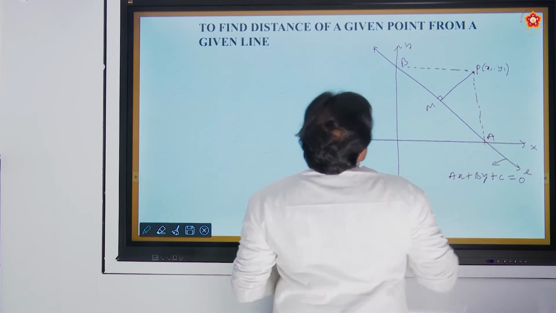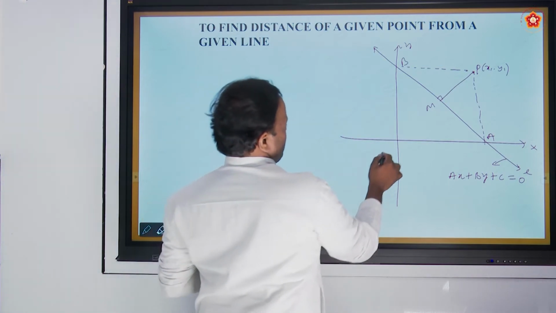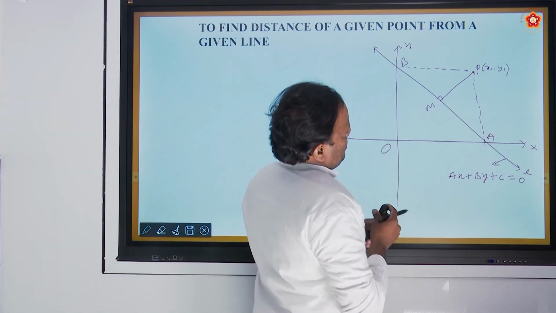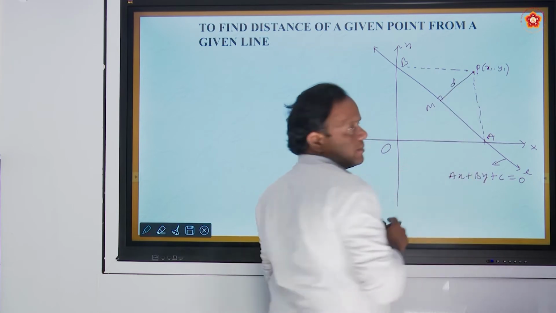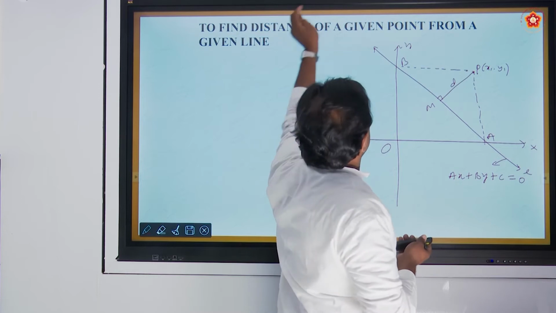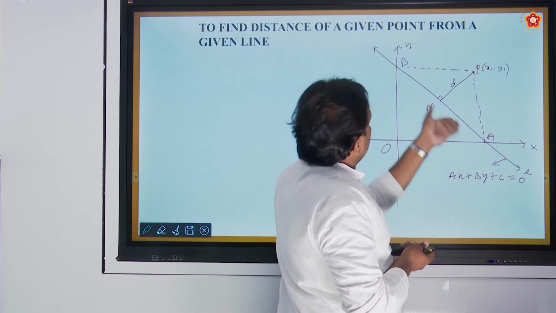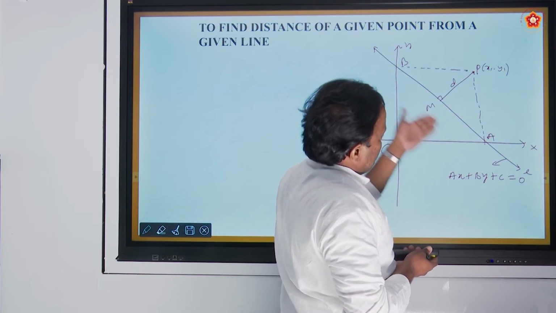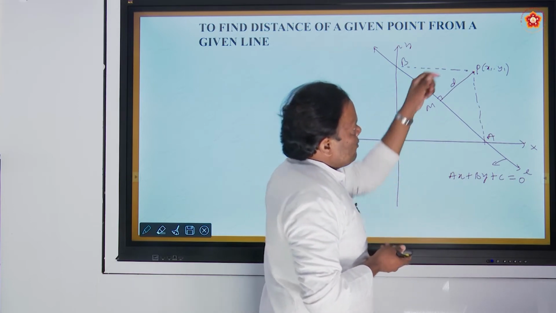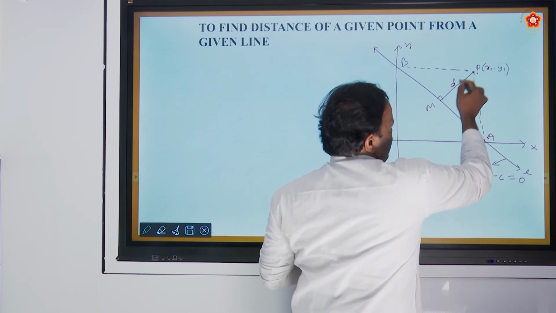Join BP and AP. O is the origin. So see the figure. This is D. D is nothing but the distance between the point P(x1, y1) and the line ax plus by plus c. Means you have to find the distance D, or MP, or PM. You have to find this length.